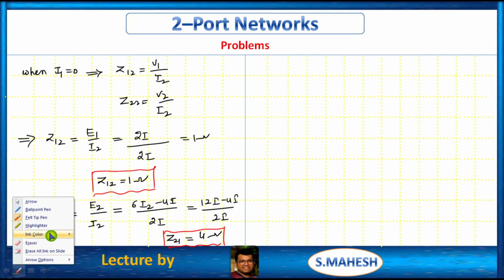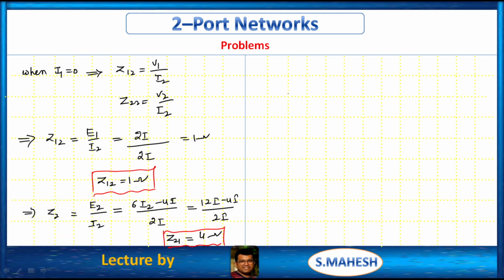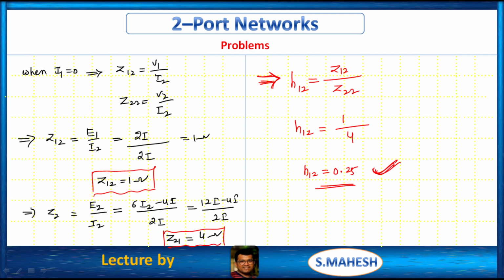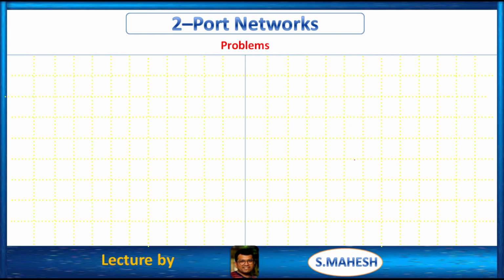That's it. Now we are going to get the values of, first we have to get H12, right? We all know that from the Z parameter representation, H12 is Z12 by Z22, right? Therefore H12 equals Z12, which is 1, by Z22, which is 4. That is, H12 equals 0.25. This is the answer. Like this you can calculate H11, H21, H22. That's it.